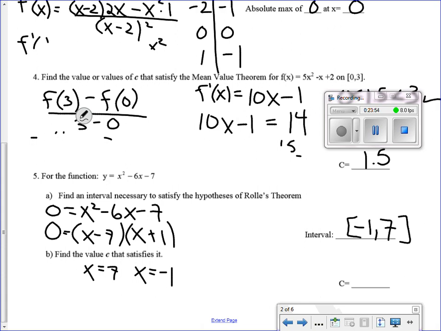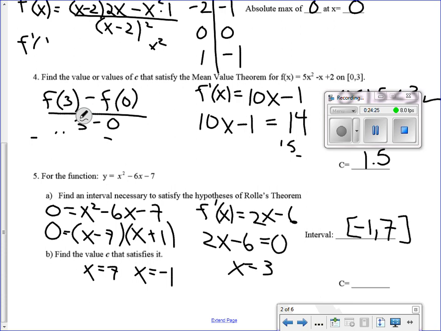So that's the interval. Now, with Rolle's, because the endpoints have the same y values, the slope of the secant is 0, so you don't have to do that part. All you have to do is get the derivative and set it equal to 0. So the derivative here equals 2x minus 6. And when I set that equal to 0, again, Rolle's, it's going to be set to 0, we get x equals 3.